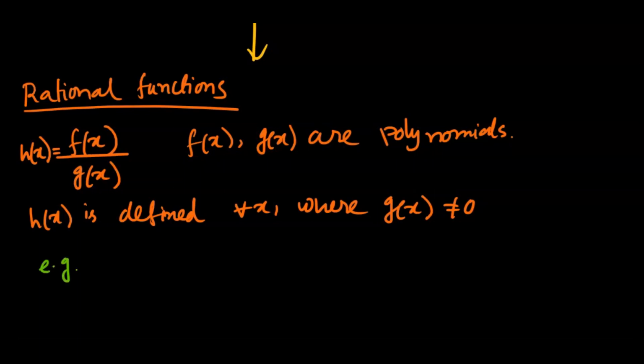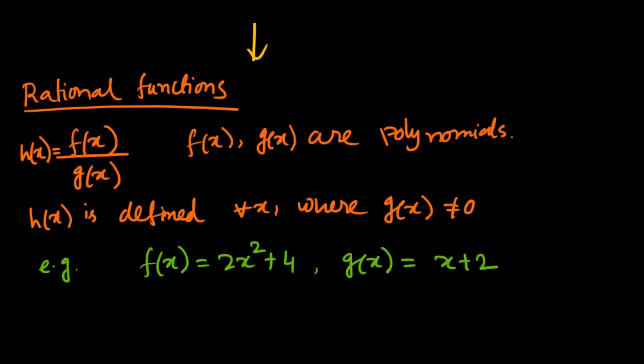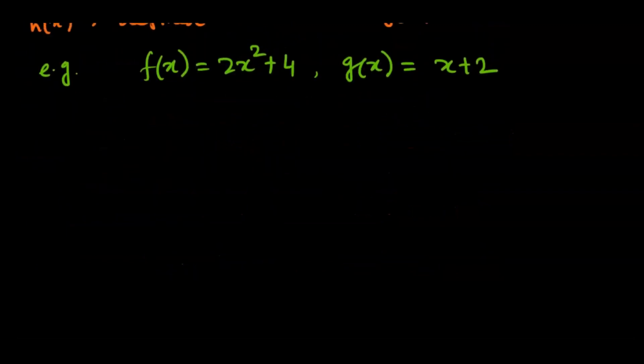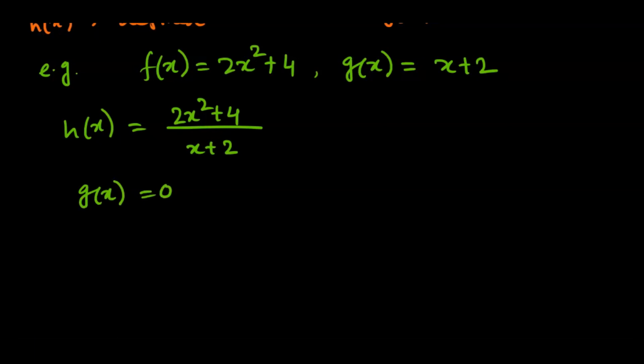So you can take an example. Suppose f(x) = 2x^2 + 4 and take g(x) = x + 2. Then what is the rational function? The rational function h(x) is f(x)/g(x), so (2x^2 + 4)/(x + 2). Where is it defined? Now see, g(x) equal to 0 means x + 2 equal to 0, so x equal to minus 2.